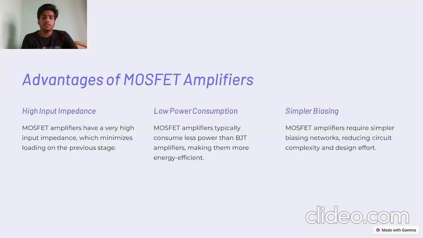Looking into the advantages of the MOSFET amplifiers, the first advantage is high input impedance. MOSFET amplifiers have very high input impedance, which minimizes loading on the previous stage. The second advantage is low power consumption. MOSFET amplifiers typically consume less power than the BJT amplifiers, making them more energy efficient. The third advantage is simpler biasing. MOSFET amplifiers require simpler biasing networks, reducing circuit complexity and the design effort.